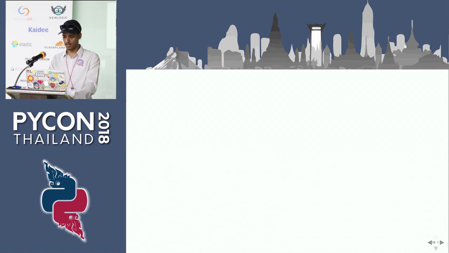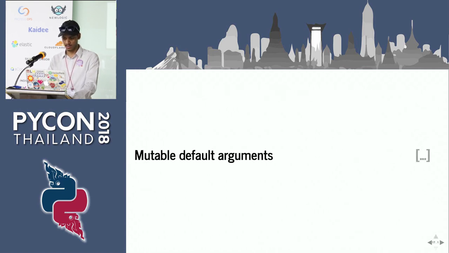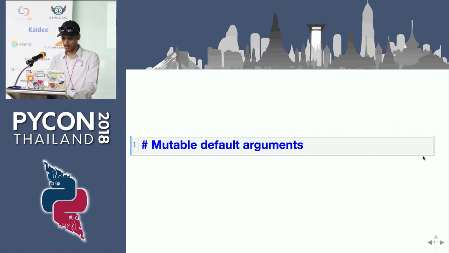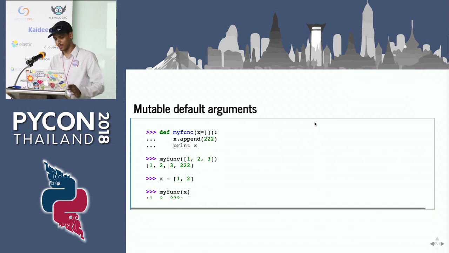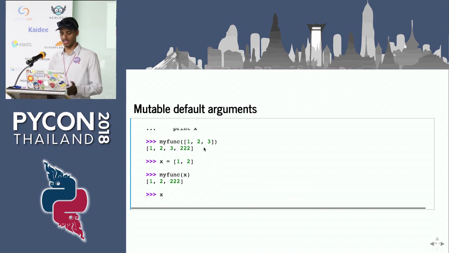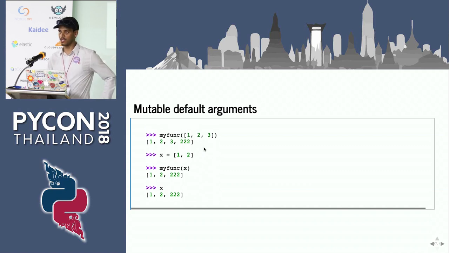Mutable default arguments. I'm actually using a rice plugin, which sometimes behaves abnormally. I don't know why. So, mutable default arguments. I have a function with a particular parameter, which is a list, an empty list in this case, and I append some number to that, and I just print it. And I have another list. I call this function with 1, 2, 3, and it gives me back 1, 2, 3, and the new number. I do it with another list, 1 and 2. I get back 1, 2, and 2, and so on.